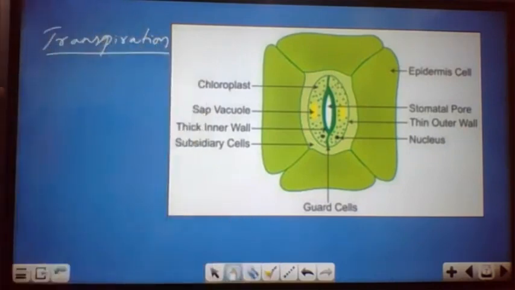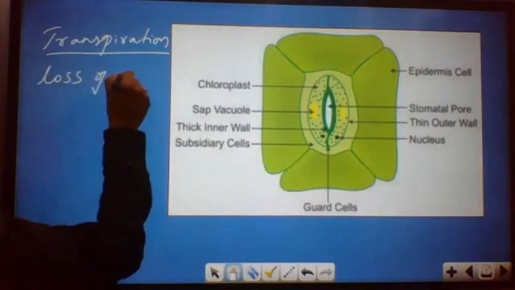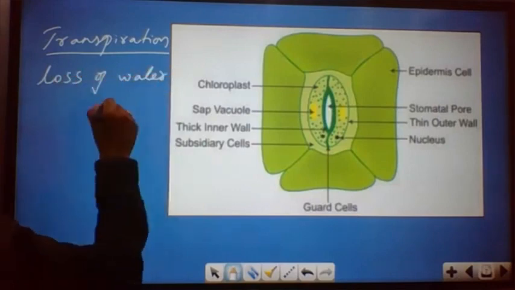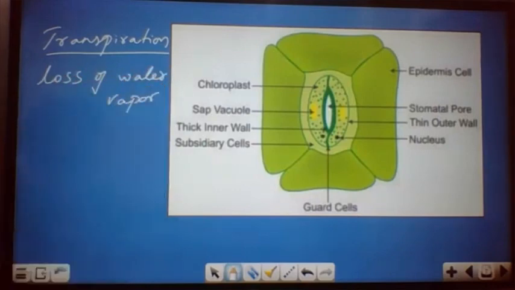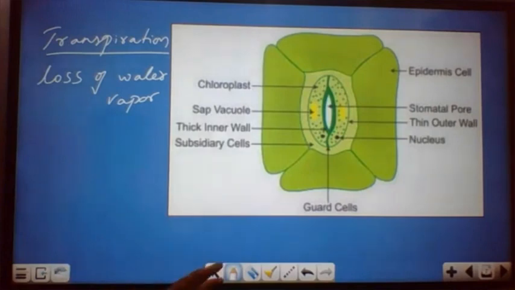Coming to transpiration, loss of excess water, that we call transpiration. It means the loss of water in the form of vapor. We use the term transpiration for this, and it occurs from any aerial portions of living plants.